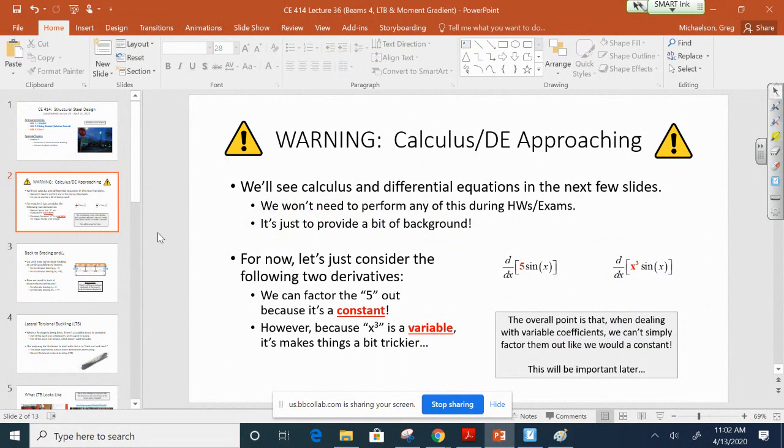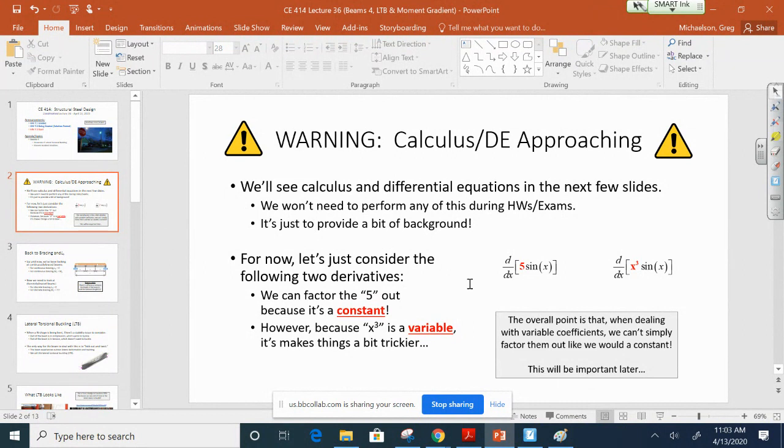I want to be crystal clear. I'm not going to make you do any of this on any homework or on the exams. I just want to provide a bit of background. And I really only have two points that I want to make with the calculus. But for now, I want to consider these two derivatives over here on the screen. What I have here is the derivative of 5 times a function, and the derivative of x cubed times a function.